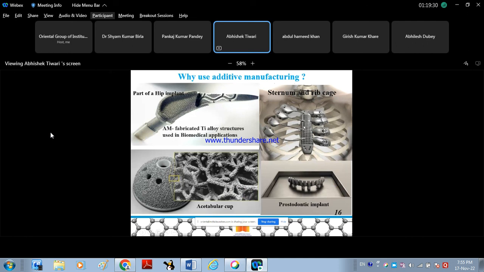In fact, where I worked, at Obscene Medical Private Limited, they have a very good medical implant facility, and they are one of the best manufacturers of additively manufactured magnesium implants. At the moment, titanium implants are very successful, not any other metal. This is the acetabular cup, and this is the prosthodontic implant, like teeth.